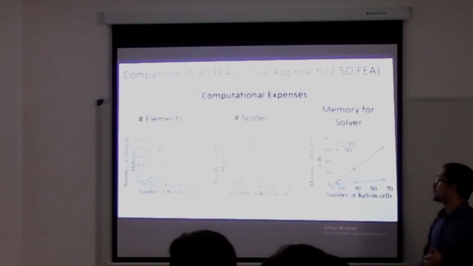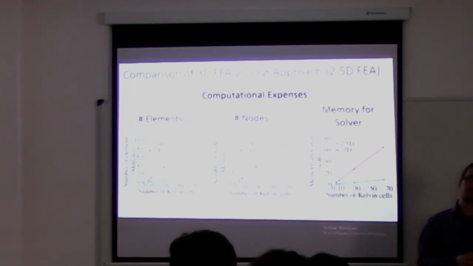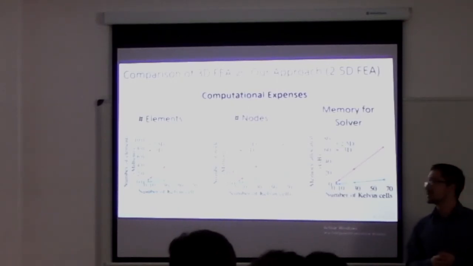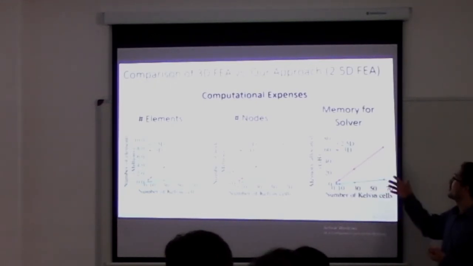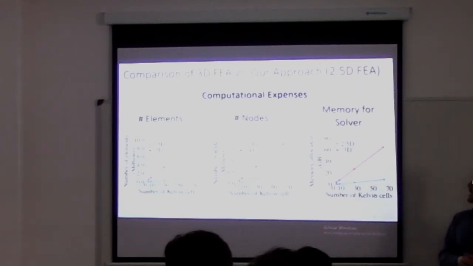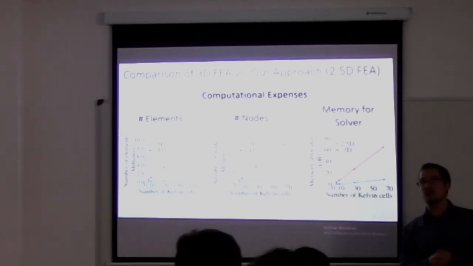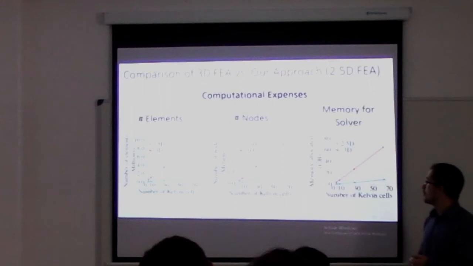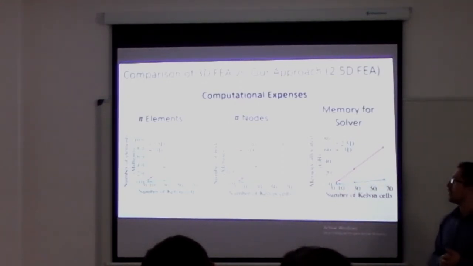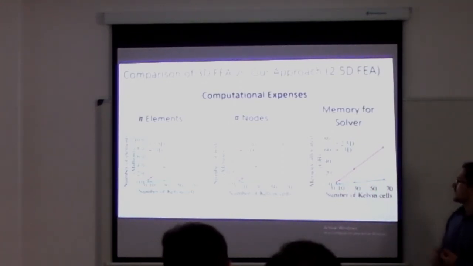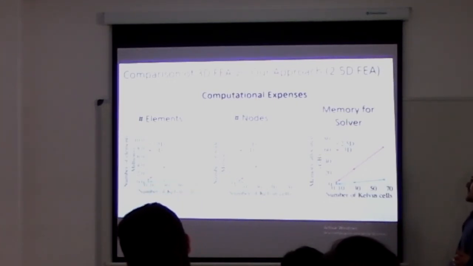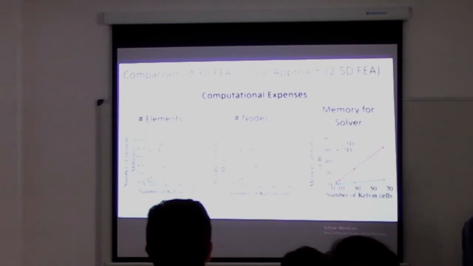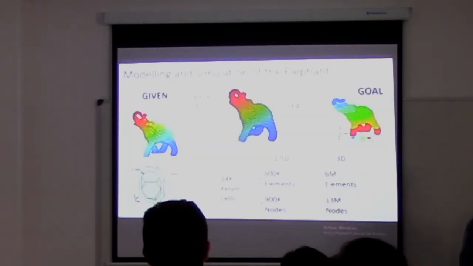And here is where our approach shows its main advantage, and it is its computational efficiency. So notice the number of elements, the number of nodes, and the memory allocated by the ANSYS solver. And looking in red the 3D traditional model and in blue our approach, I think it's clear how our approach is much more efficient.